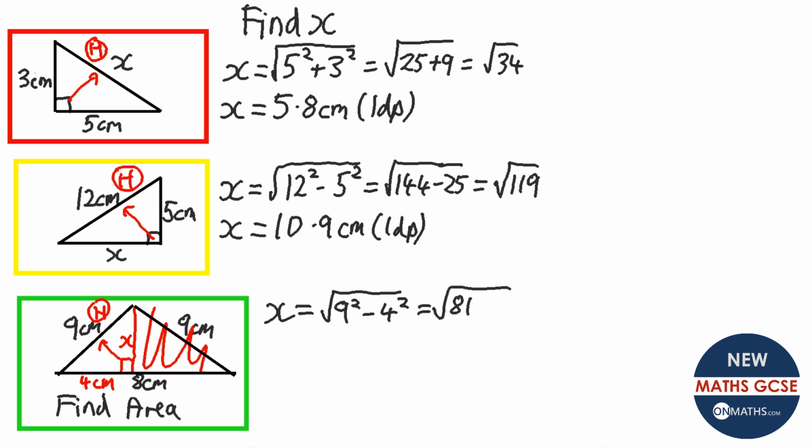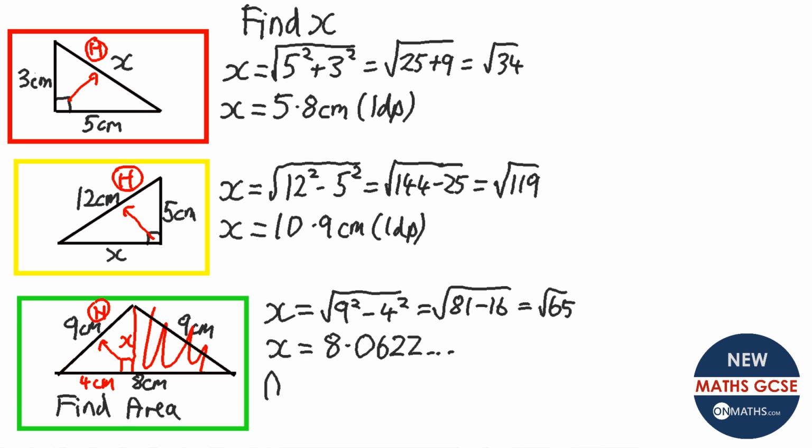So it's going to be 81 take away 16. When you do that in the calculator, you get 65. So x, which is the triangle's height, is the square root of 65, which is 8.0622 and so on.